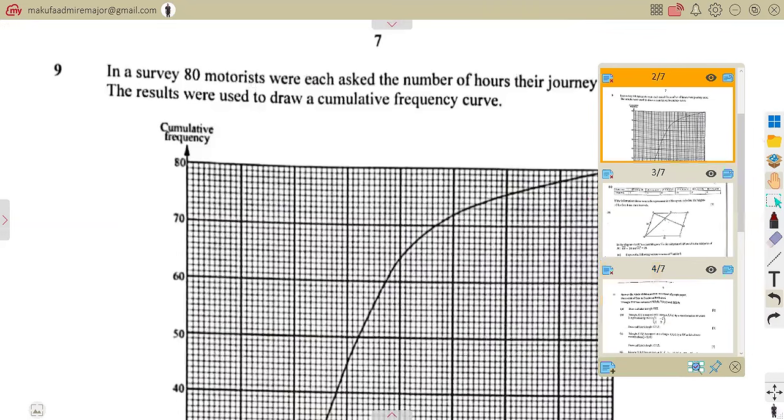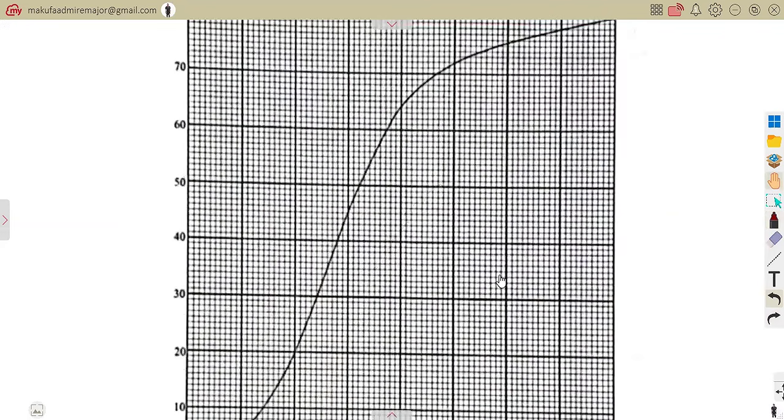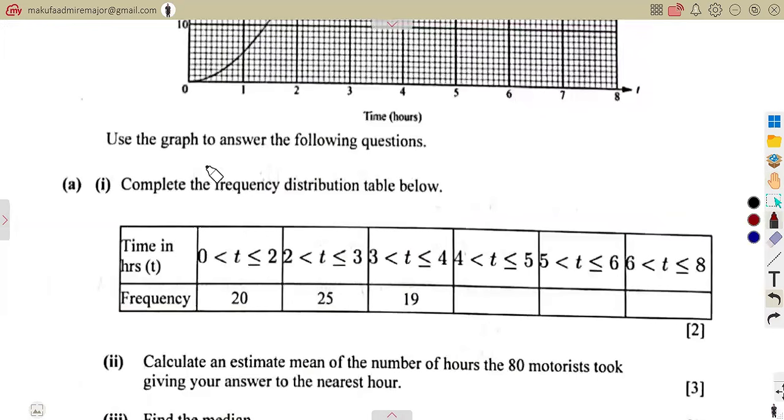So this is it. Number 9. In the survey, there are 80 motorists who were asked the number of hours their journey took. The results were used to draw a cumulative frequency curve. We have already drawn the cumulative frequency curve. But the question here is that from this cumulative frequency curve, use that graph to answer the following questions. A, item 1, complete the frequency.